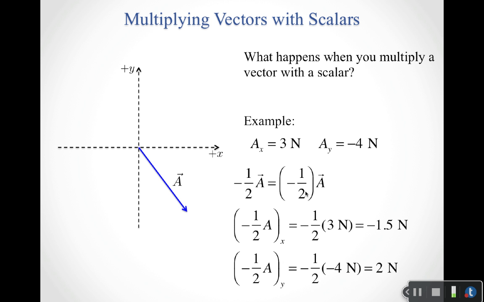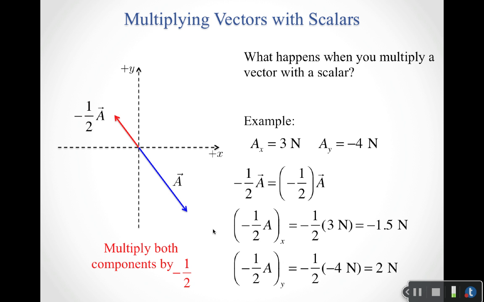One last example. Again, same vector A, but now I'm going to multiply vector A by negative 1/2. So my scalar here is negative 1/2. When I calculate my new x component, I get negative 1/2 times 3, so this is negative 1.5 newtons. I get negative 1/2 times negative 4, which is 2 newtons. So my new vector, negative 1/2 A, again points in the opposite direction, and now you see its magnitude is half the magnitude of A. 3 squared plus negative 4 squared, take the square root, that's 5. Negative 1.5 squared plus 2 squared, take the square root, that's 2.5. So my magnitude has been cut in half and my vector's flipped around. And again, you multiply both components of vector A by negative 1/2 to get the new components.